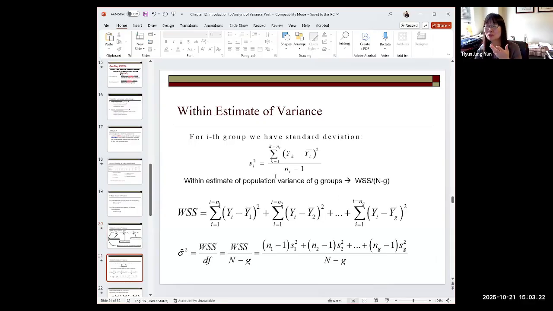But here we need to divide it by the degrees of freedom. That's the denominator of the ANOVA test. So within group, the sum of squares of within group variance, divided by sample size minus the total number of groups, since we fix each group mean to calculate the variability for each group. That's the denominator.